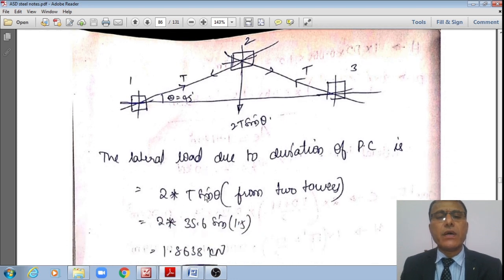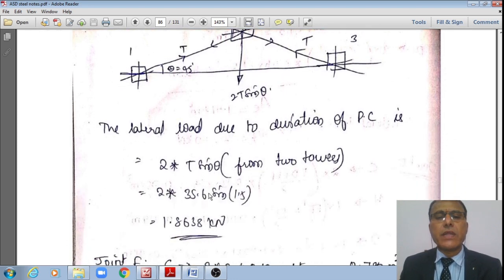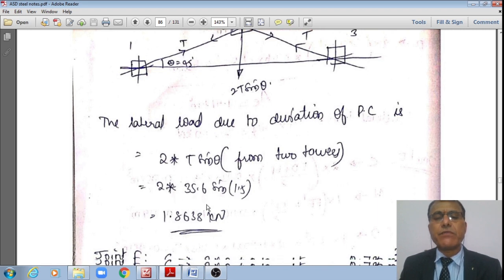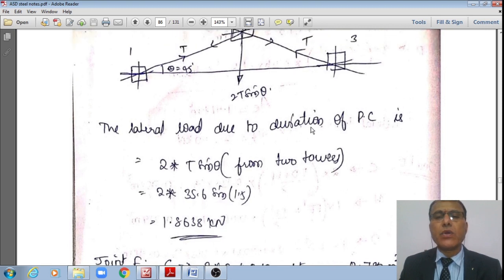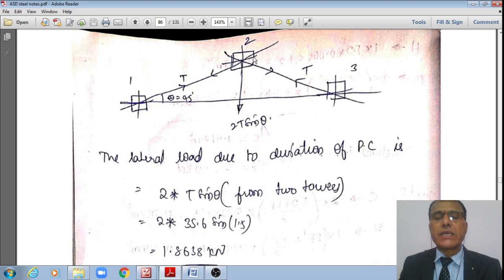That is the tension at which the cable breaks, given in the power conductor data as 35.6. Therefore, now substitute 2 multiplied by 35.6 multiplied by sin 1.5 degree. It works out to 1.8638 kilonewton. That is the lateral load due to deviation of these power conductors.